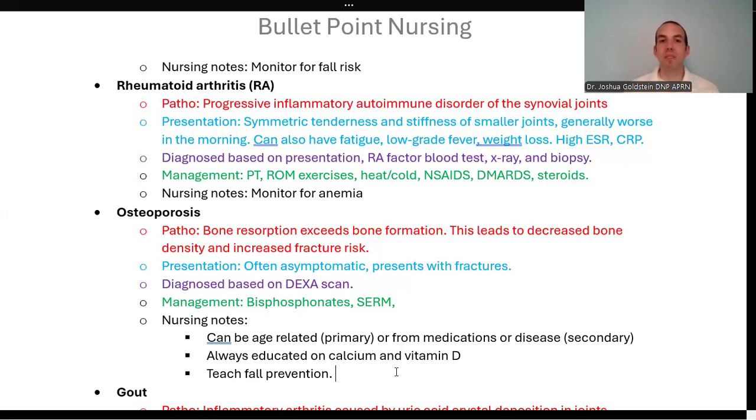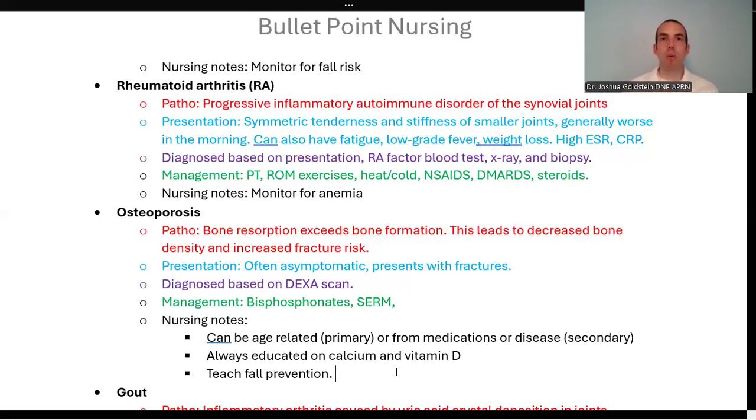But we don't really have a definitive treatment for it other than this. And even these treatments, they're not meant to be taken for the rest of your life. So it becomes a delicate balance of how to actually manage this disease. This is primarily an age-related disease, or it can come from medications. Two famous medications that cause an increased risk of osteoporosis.